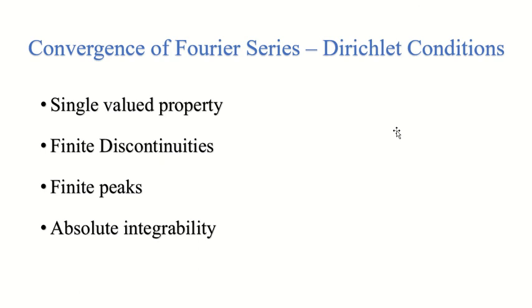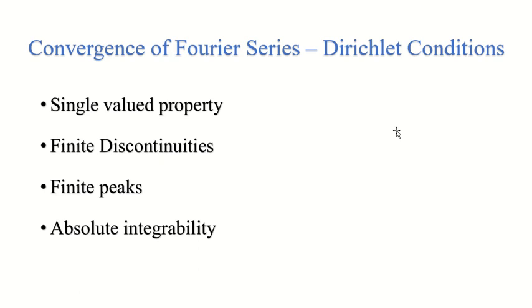The second condition is called finite discontinuities. And what does this condition say? It says that my input signal x of t should have at the most a finite number of discontinuities in the interval t0, right? It should have at most a finite number of discontinuities in the t0 interval.